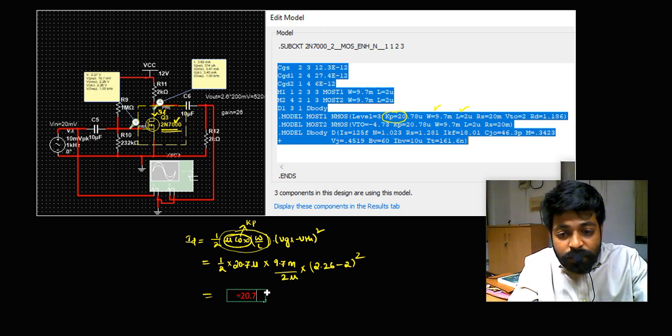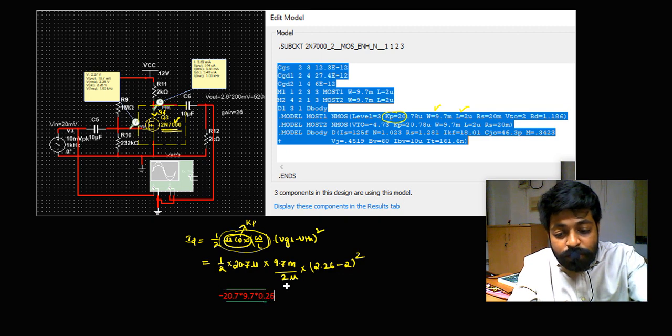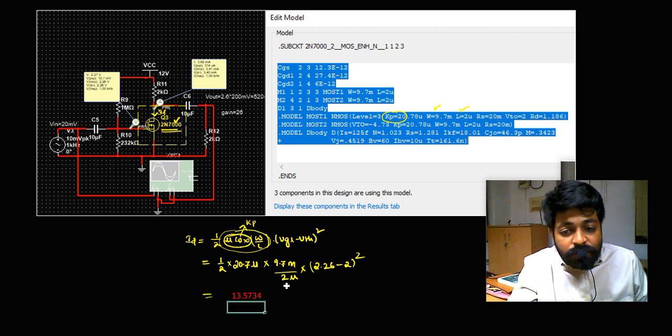20.7 micro into 9.7 into the difference, 0.26 squared. In the sense, I will be keeping the value 2 times, 0.26 into 0.26, and this value I got. Now divided by, you have 2 over here and 2 over here, so divided by 4 I have to do. This value divided by 4 I will be doing. So the value is around 3.3.